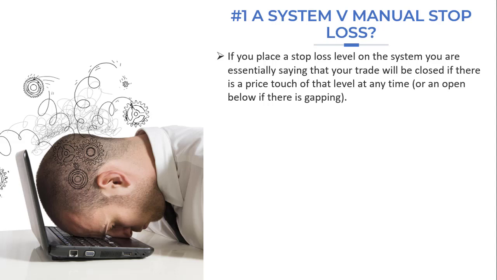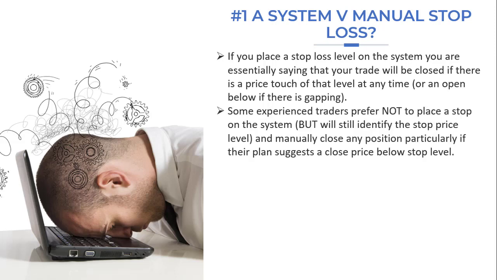So if we have a stop loss at $10, for example, we may come down and trigger that, even if it's only for a second. Or of course, if there's an open below, if there's a gapping in the market. The alternative is to not place a stop on the system, but we still identify a potential stop level. Some experienced traders prefer this and manually close the position if price goes below the stop level.